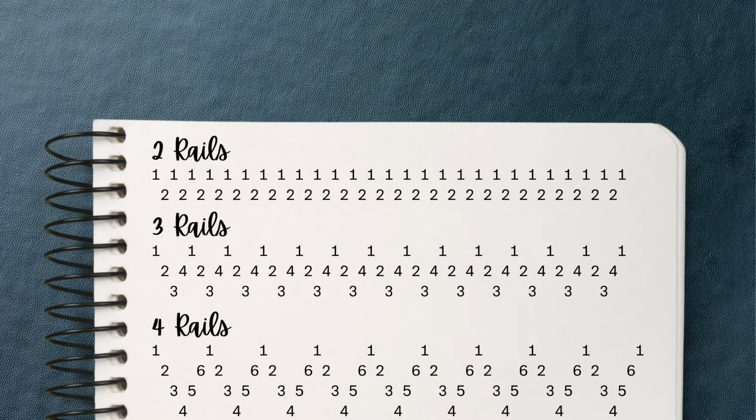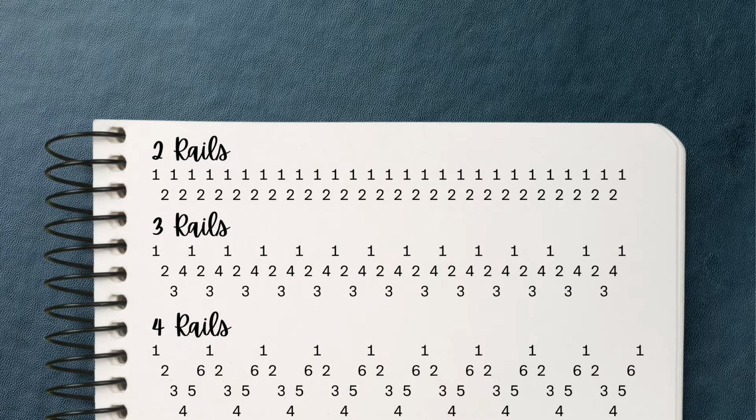Well, your recipient is going to need a piece of information from you. They need to know how many rails you used. Now, the reason they need this information is they need to work out the cycle length. Now, a cycle is the amount of spaces between the first letter that appears on the top rail and the second letter that appears on the top rail. For example, a 2-rail cipher has a cycle length of 2. A 3-rail cipher, 4. A 4-rail cipher, 6, and so on.